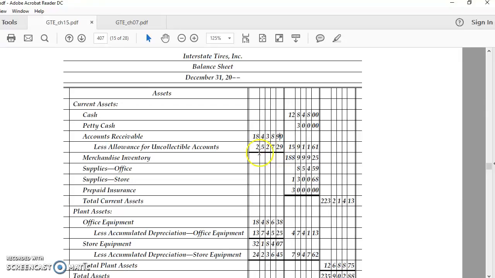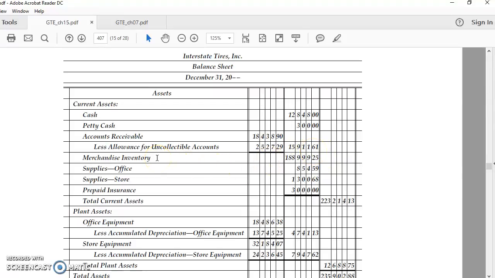$2,527.29. You're going to put a mathematical line here, which we've learned in accounting means we're going to be doing some math. Because this says less allowance for uncollectible accounts, we're going to subtract this $2,000 total from our $18,000 total to get $15,911.61. And that's going to go in our second column.